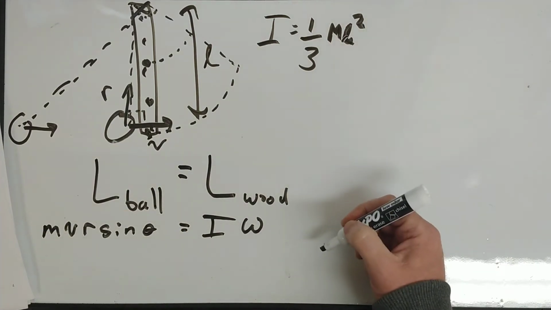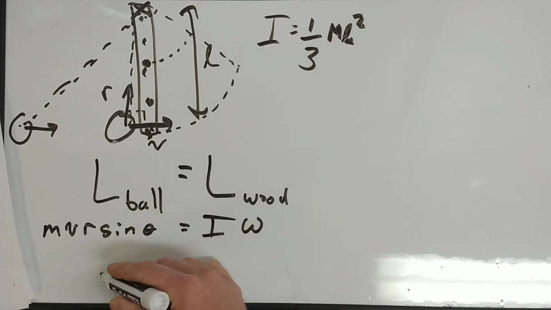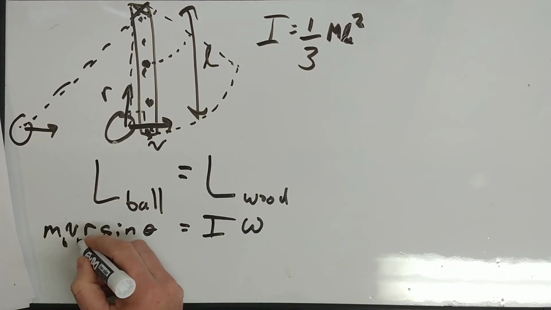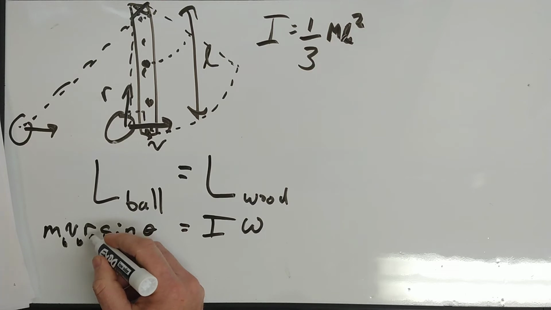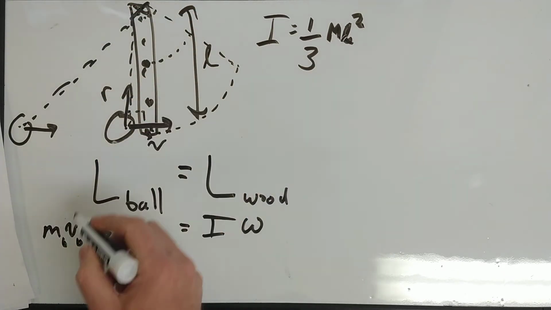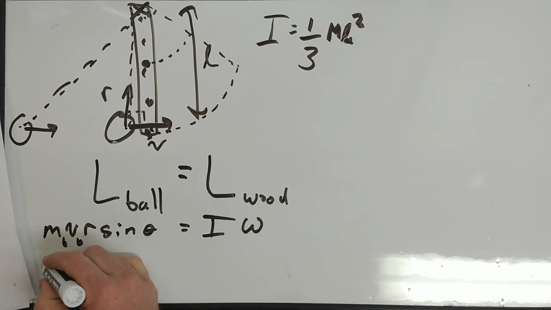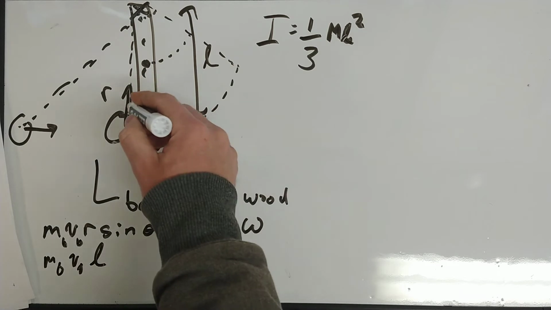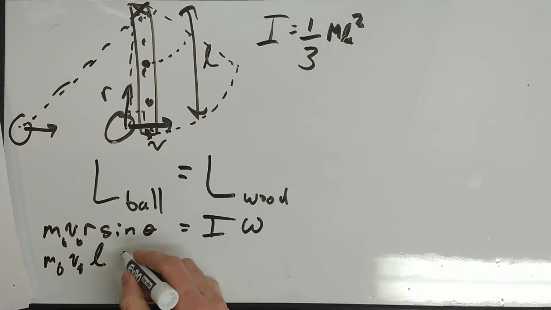It's the length of the board. So let's go through and plug some stuff in here. This is the mass of the ball, velocity of the ball, radius the ball hits from the rotational axis, which is going to end up being the same as L. So we're going to put an L for that. So it's M_B V_B L sine theta. Well, it's approximately 90 degrees, so that's just 1.